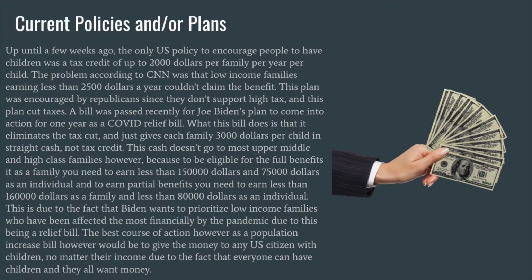What this bill does is that it avoids the $2,500 plan and instead gives each family $3,000 cash per child, not tax credit. However, you have to earn less than $150,000 as a family, and $75,000 as an individual, to gain the full benefits. This is due to the fact that Biden wants to prioritize low-income families, who were affected the most by the pandemic. The best course of action, of course, as a population increase bill, however, is to give money to any U.S. citizens with children, because anyone can have children.